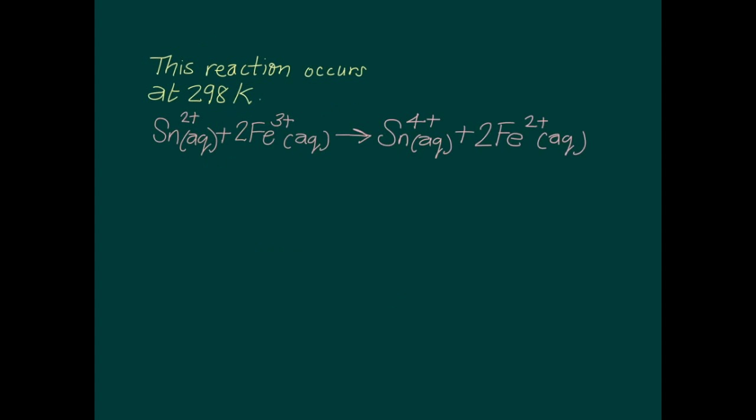Let us begin by considering this reaction. Here we can see that tin 2 ions lose electrons, and in so doing they are oxidized from tin 2 to tin 4, and iron 3 gains electrons, and in so doing is reduced from iron 3 to iron 2.